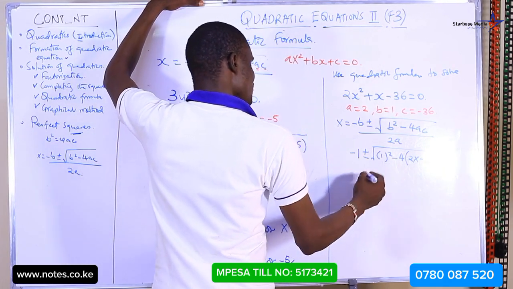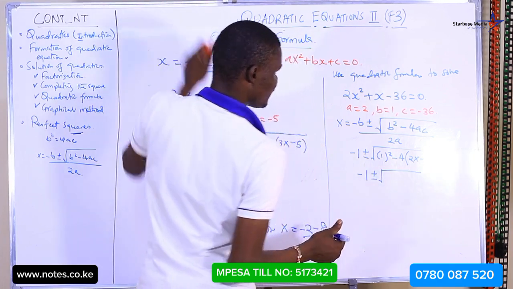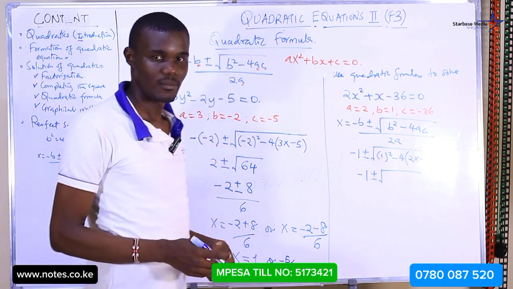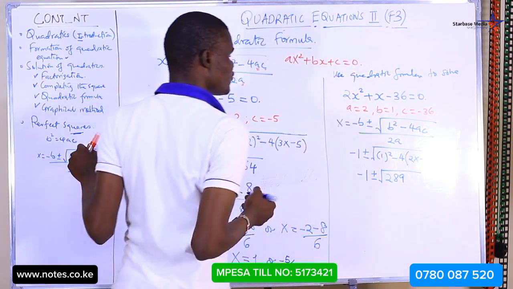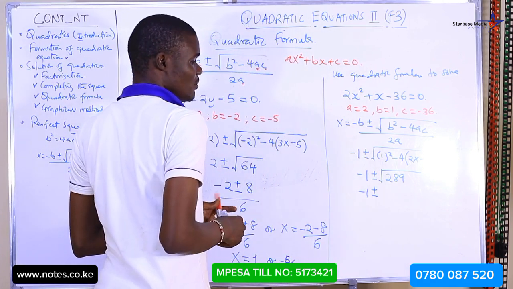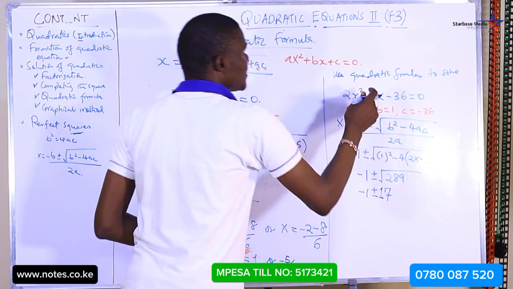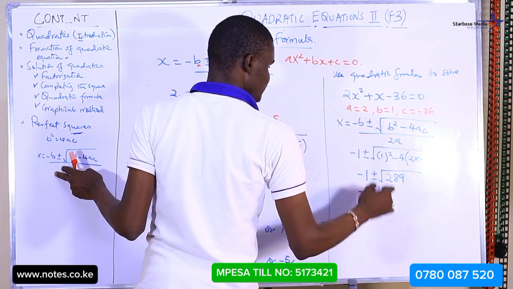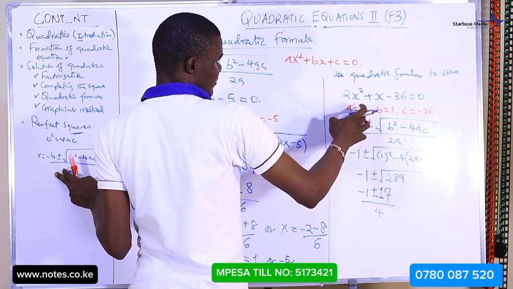Then I said finish the top part first. This is negative 1 plus or minus. What do you get? Taking 1 squared minus 4 into 2 times negative 36, you get 289. Finish the top part first. This is where people get confused. So this is negative 1 plus or minus the square root of 289, that is 17. Then once you get that, you come here and get over 2a. 2a is 2 times a, which is 4. 2 times 2 is 4.